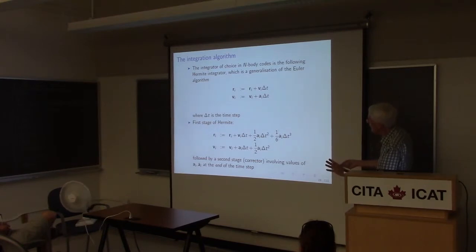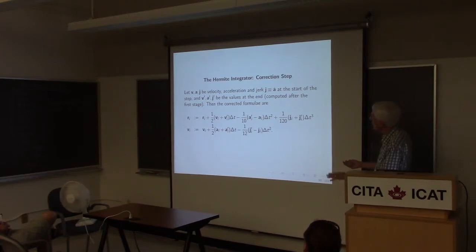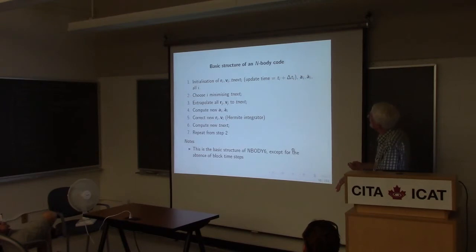So that produces corrected versions of A and A dot, and you add a second corrector stage to the algorithm, which I've shown here. So V is the velocity at the beginning of the step, V prime is the velocity at the end of the step obtained by the predictor part of the algorithm, A prime is the acceleration at the end of the step, J prime is the jerk at the end of the step, and when you expand this in powers of delta t, basically, you'll find that the truncation error of each of these equations is of order delta t to the fifth. So these are fourth order. This is a fourth order integrator in the way of counting order, which Scott mentioned yesterday.